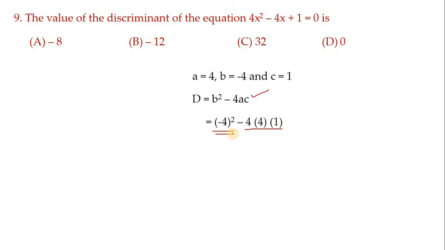Now minus 4 whole square means 16, and here minus 4 into plus 4 is 16. So here also we cancel these 16s and we get the answer 0. So the correct option is D. Move on to the next one.